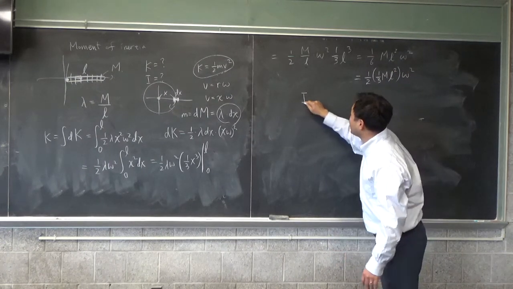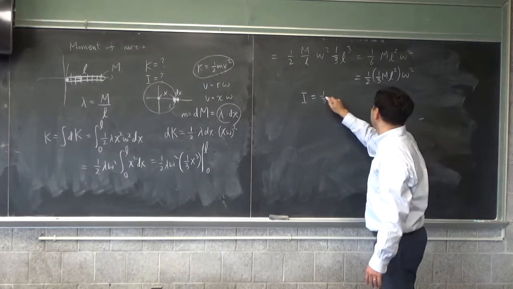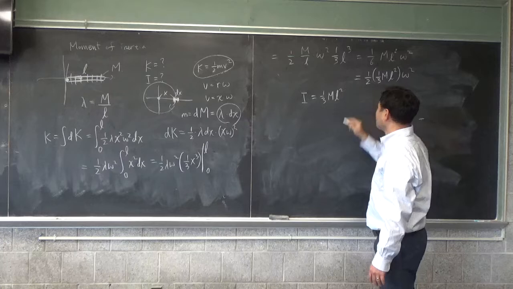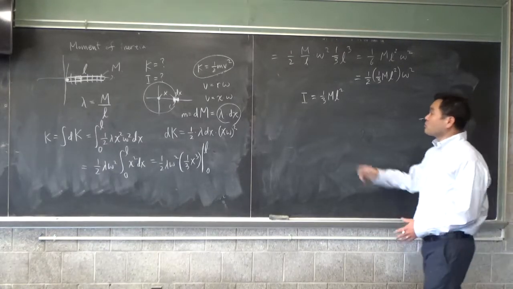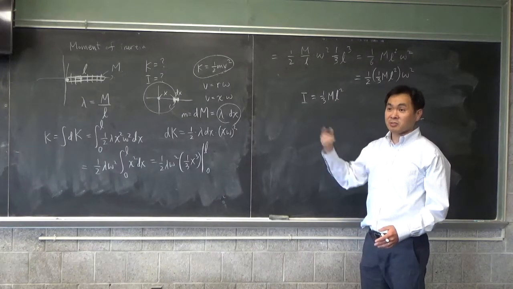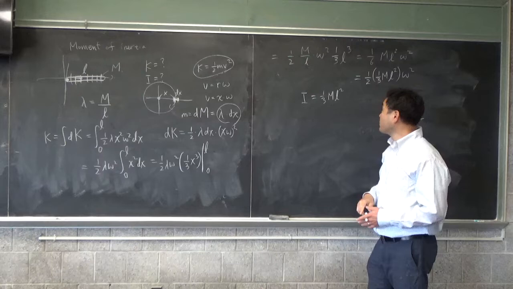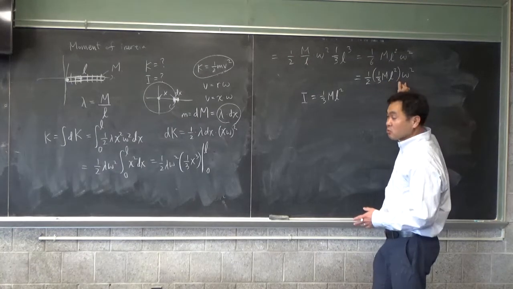Therefore, what is I? It's this part, right? 1/3 ml squared. Okay. So that's the formula for a rod spinning at one end point. That's the formula for moment of inertia. And you get the kinetic energy by doing 1/2 I omega squared.